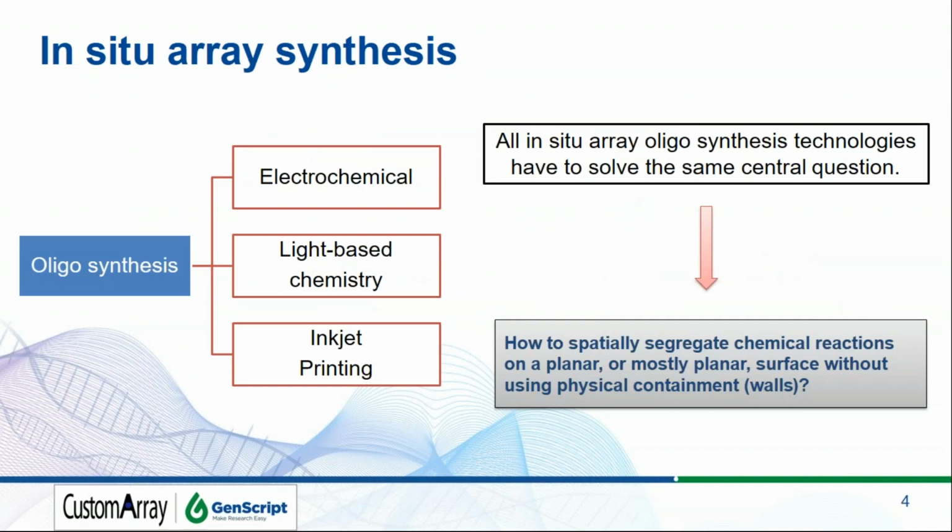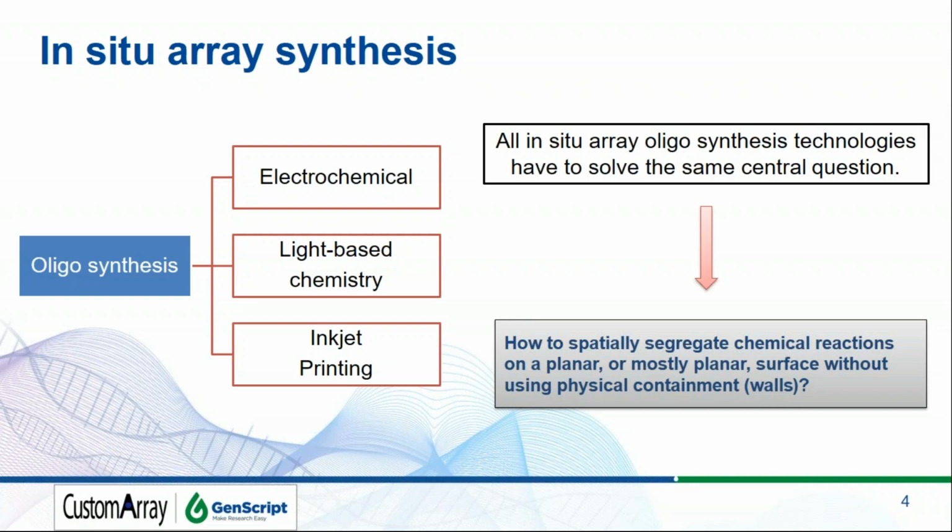Now, array synthesis. Well, there's basically three main branches of array synthesis. There's the electrochemical, and that's what we do, and we'll be talking about that in depth. But there's also a couple other ones. There's light-based chemistries and inkjet printing, and we'll touch on those a little bit. But all of these array-based syntheses have to answer one central question. How do you spatially segregate chemical reactions on a planar or mostly planar surface without using physical containment like walls?